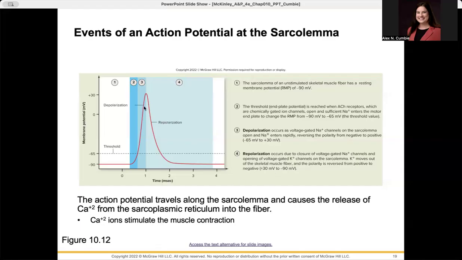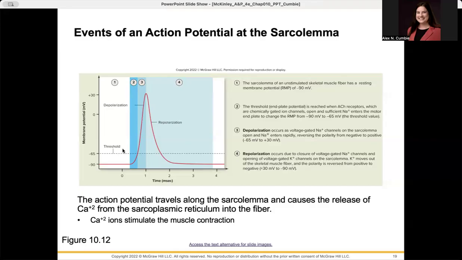At the end of our muscle contraction, we go through a period where we go downhill called repolarization. This is where sodium channels close and we open up potassium channels, and potassium floods out of the cell, making us go back down to this negative point. We'll talk about that a little bit later.